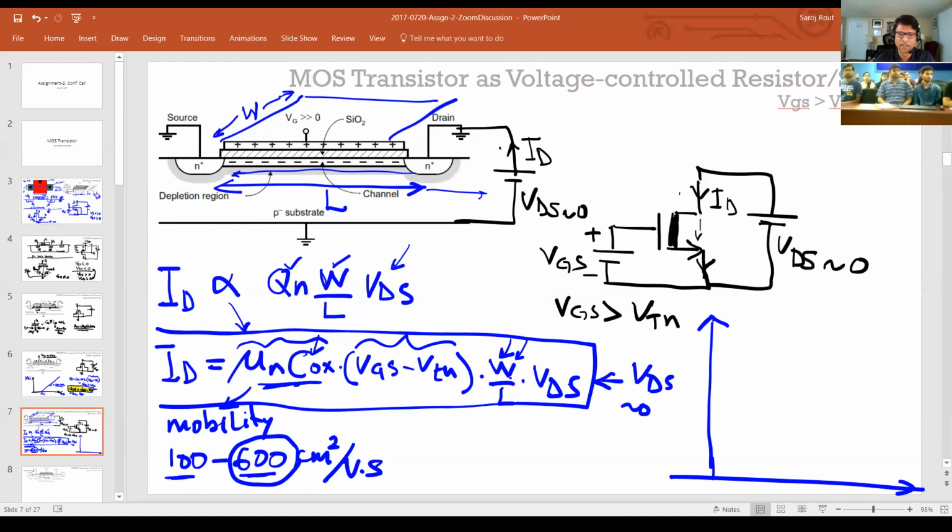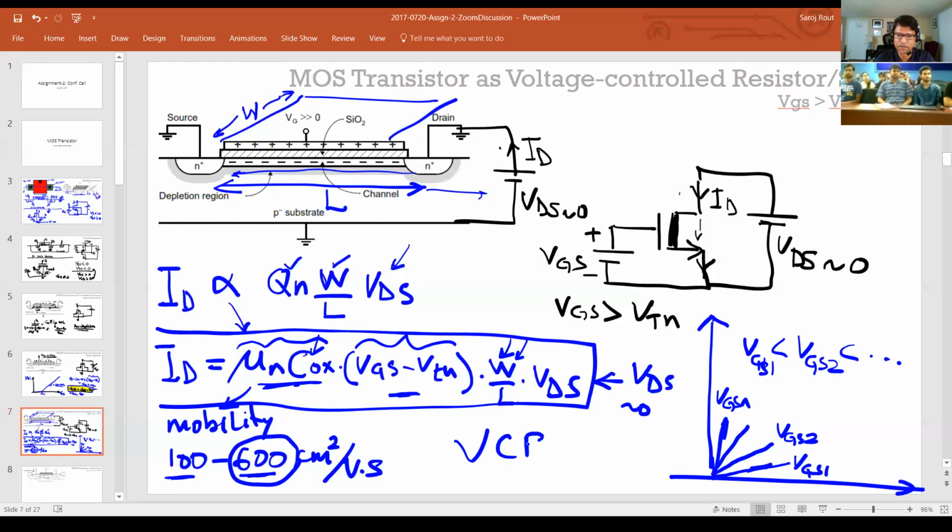So you can make a resistor which is smaller as you increase the W or bigger as you increase the L, or you can control it electrically through this voltage here. If you look at the responses for a certain VGS1, it'll look linear for a very small amount of voltage. As you increase the VGS, it'll go higher and higher, right? So let's say this is VGS1, this is VGS2, this is some VGSN, where VGS1 is less than VGS2 and so on. Then your current goes higher and higher, which means this resistance is smaller than this resistance here. So what you get is a voltage controlled resistor.